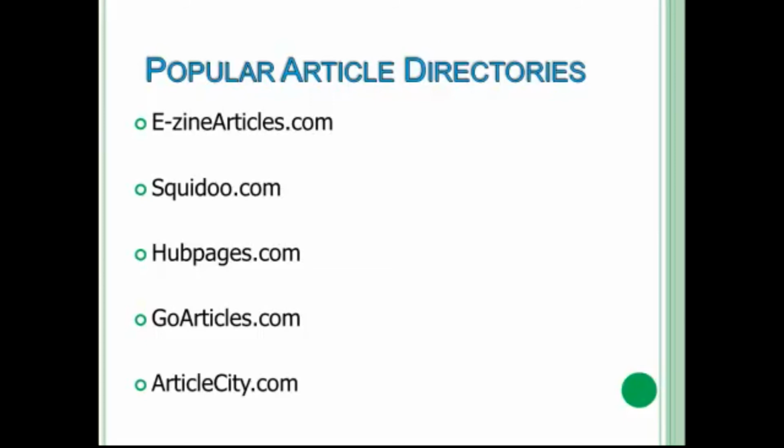They also have a very big subscriber base, which means that they have active subscribers traveling to their site each day, giving your article more of a chance of being viewed and your link being followed to your sales page for your product. Squidoo.com is another popular article directory that is very colorful and unique.